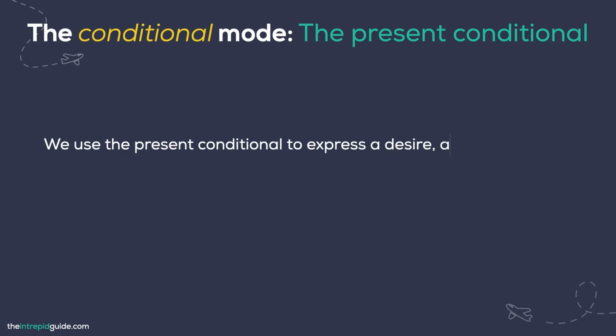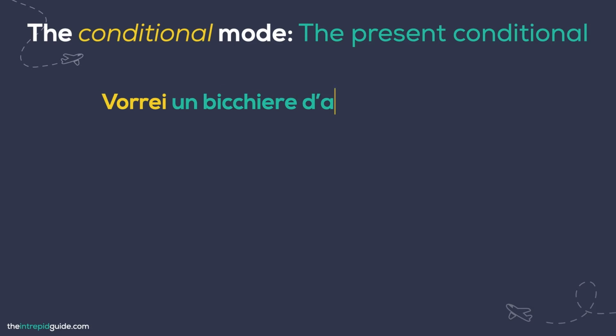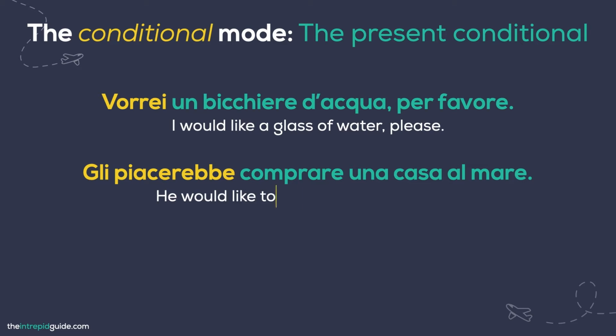We use the present conditional to express a desire, a wish, to make a request in a polite way, to express uncertainty, personal opinions, and probabilities, or to give advice in relation to the present time. Here are some examples. Vorrei un bicchiere d'acqua, per favore. I would like a glass of water, please. Gli piacerebbe comprare una casa al mare. He would like to buy a house by the sea.